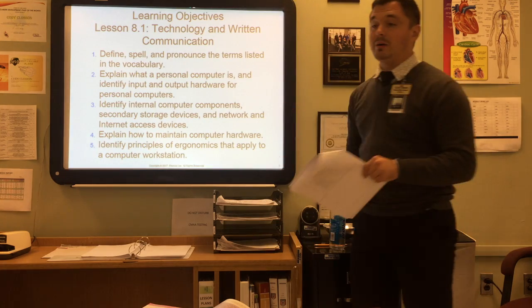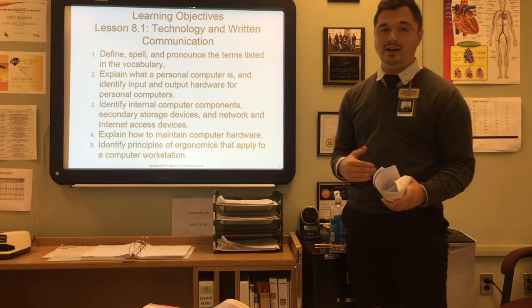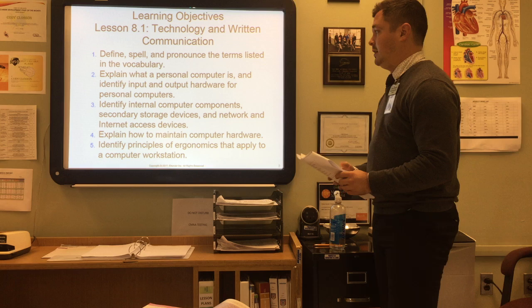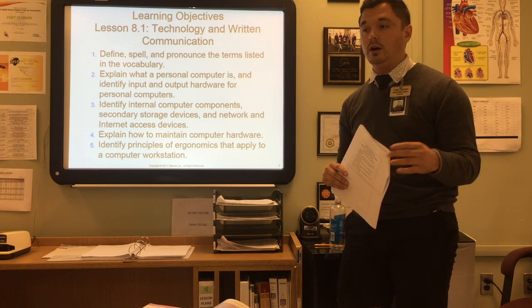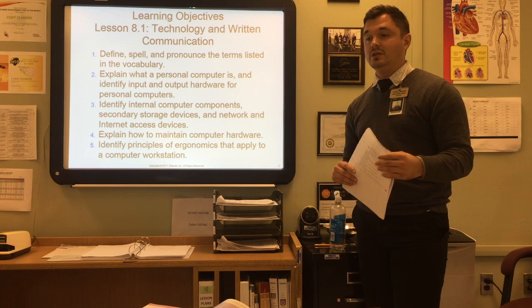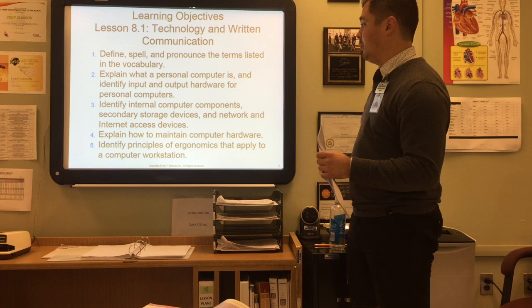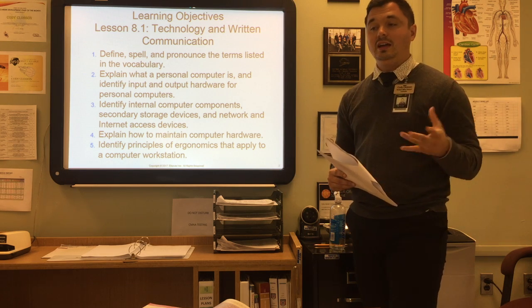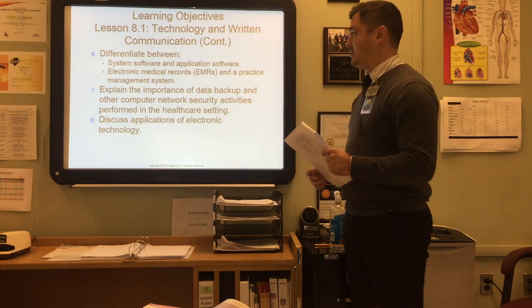So some of the things we're going to talk about today. We need to talk about our vocab, as always. It has to do with some vocabulary stuff. We'll explain what a personal computer is and identify input and output hardware for personal computers. We'll identify internal computer components, secondary storage devices, and network and internet access devices. We'll explain how to maintain computer hardware and identify the principles of ergonomics that apply to a computer workstation.